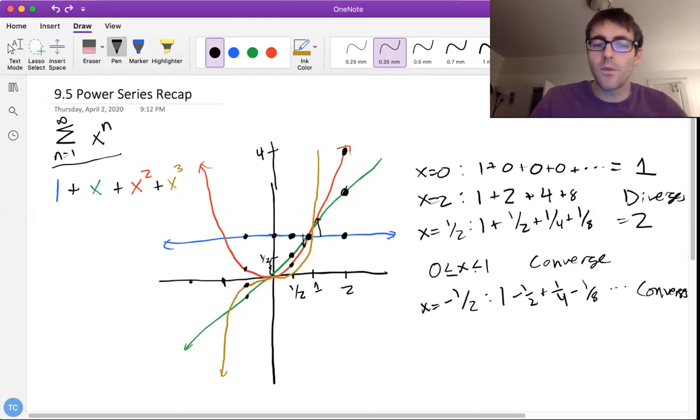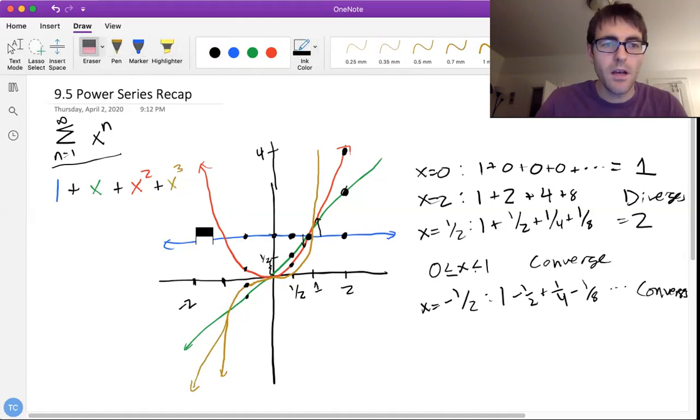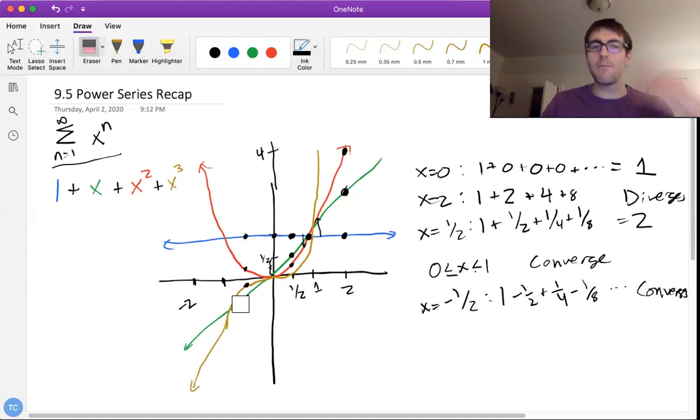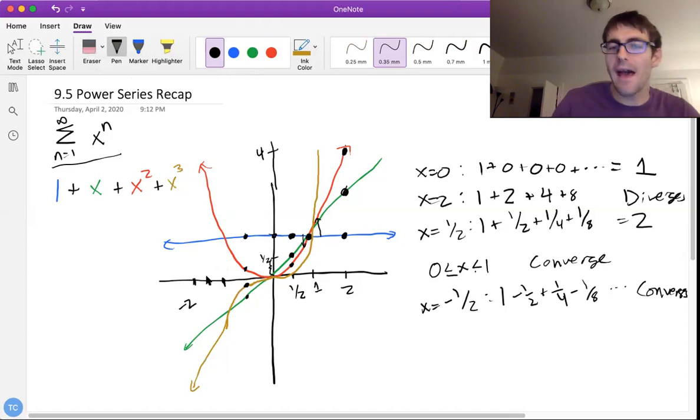And then the last one I wanted to talk about was something like x equals -2. The main reason that this function diverges is because we're going to be swinging wildly back and forth. We're going to be adding together 1 and then subtracting 2 and then adding 4, and then subtracting 8, etc.